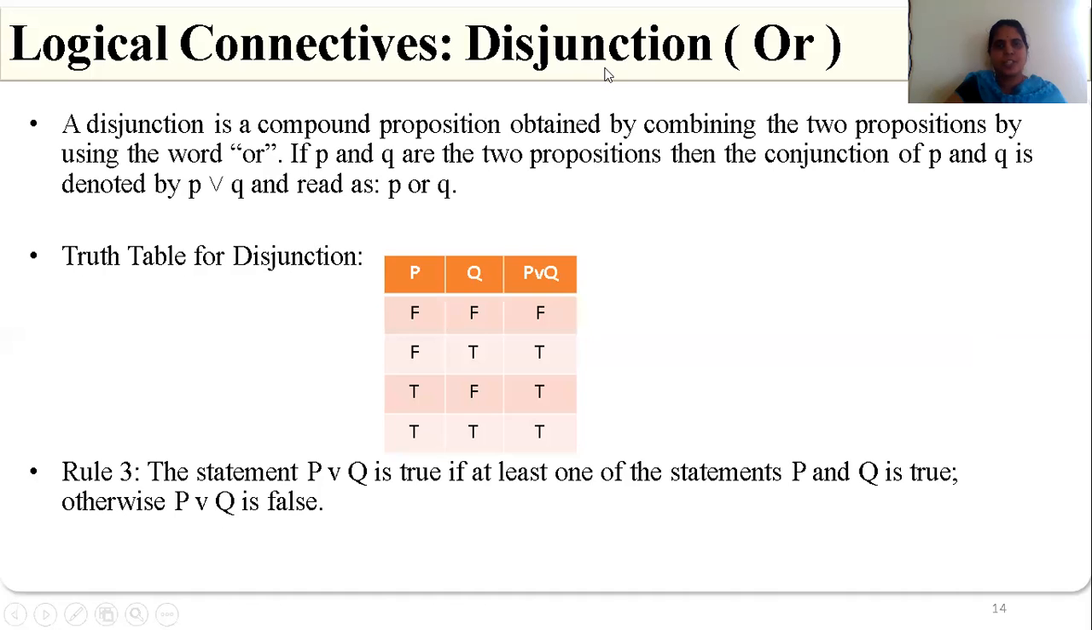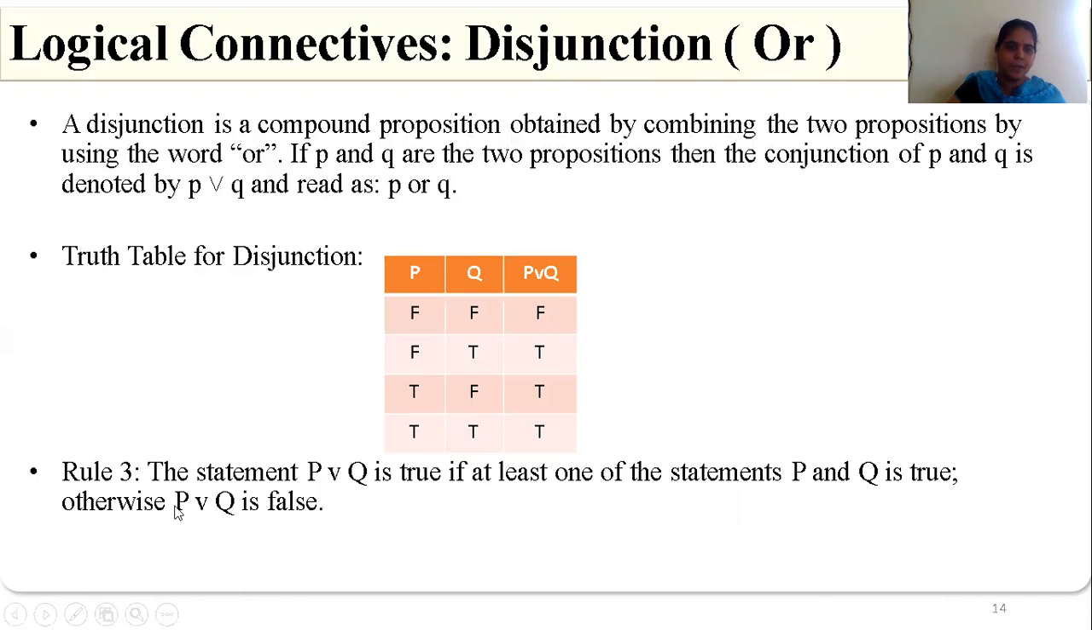Next is disjunction. It is also called OR. A disjunction is a compound proposition obtained by combining two propositions by using the word OR. If P and Q are two propositions, then the disjunction of P and Q is denoted by P or Q. This is read as P or Q.